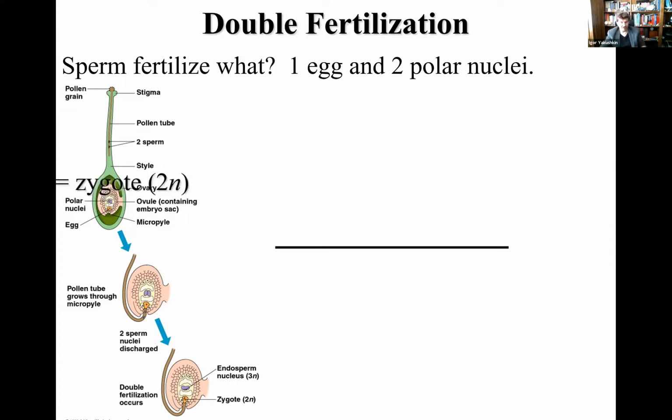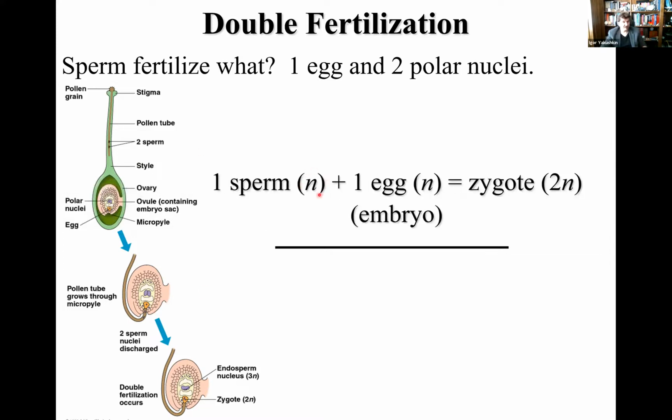All right, let's take a look. We have 1 sperm, which is haploid, will merge with 1 egg, which is also haploid. It will create a zygote, which is diploid, which will develop into the embryo. So far, so good? Simple enough. So double fertilization: 1 egg and 1 polar nuclei will be fertilized by 2 sperms. The first sperm will fertilize the egg. Haploid will create a diploid zygote, which will develop into the embryo.